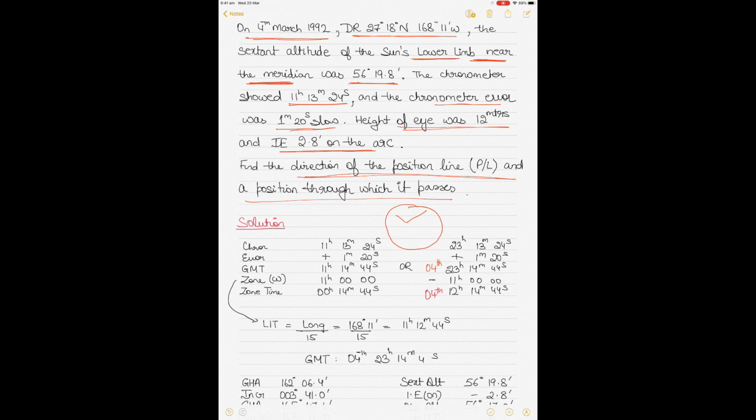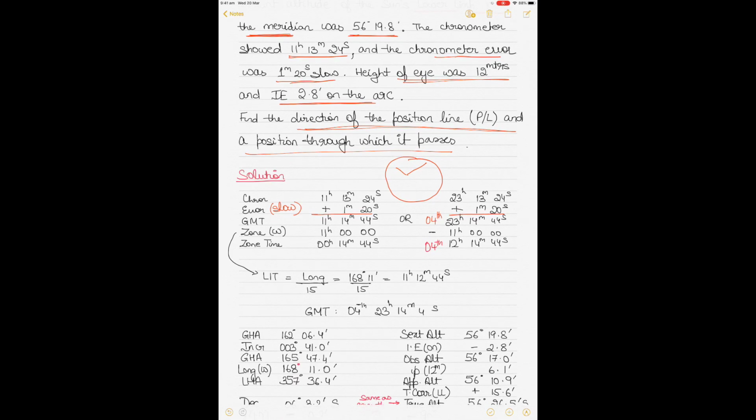Okay, then you apply your error. Your error is 1 minute 20 seconds slow, so you will write slow here, and if it is slow, you will add the error in both the cases, of course. If it was fast, you would have subtracted the error, but if it is slow, you add the error. Once you add the error, you can see that the GMT time that you get is 11 hours 14 minutes and 44 seconds, or 23 hours 14 minutes and 44 seconds.